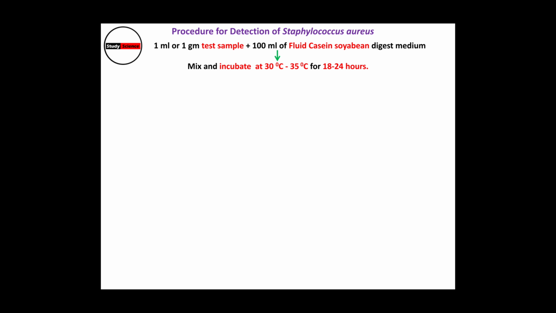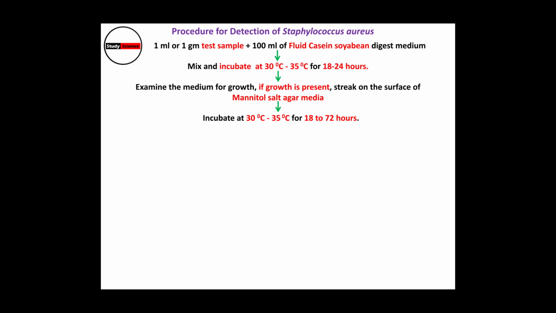Procedure for detection of Staphylococcus aureus. Take 1 ml or 1 gram of test sample and add 100 ml of fluid casein soybean digest medium. Mix it and incubate at 30 to 35 degrees Celsius for 18 to 24 hours. Examine the medium for growth. If growth is present, streak on the surface of mannitol salt agar media. Incubate at 30 to 35 degrees Celsius for 18 to 72 hours.